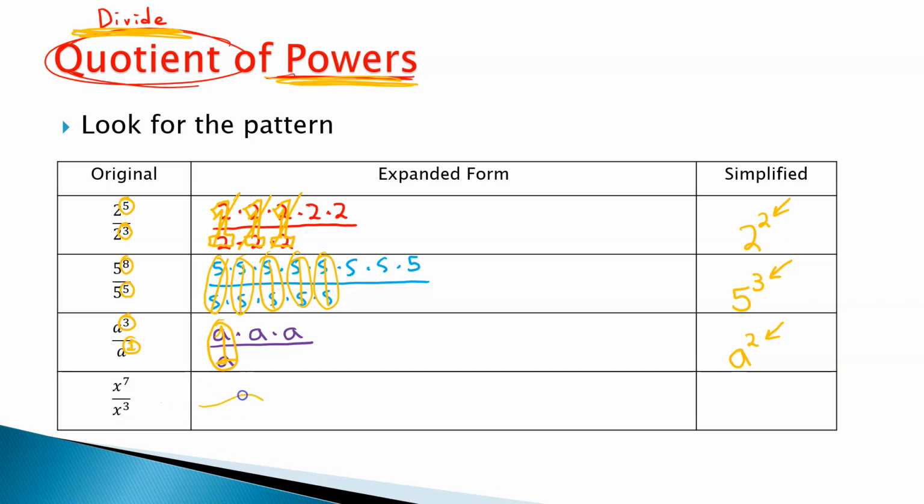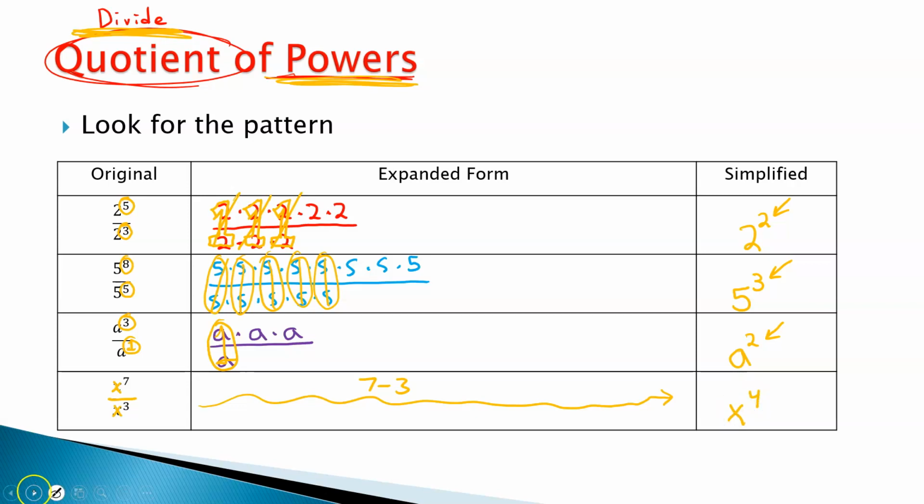So I want to avoid all of this work and I want to go straight into my answer. I'm dividing here and I have the same base, x and x. So what do I do with those exponents? I go ahead and I subtract them. What is 7 minus 3? That is going to give us 4, x to the 4th power.